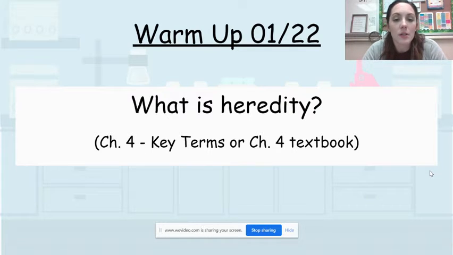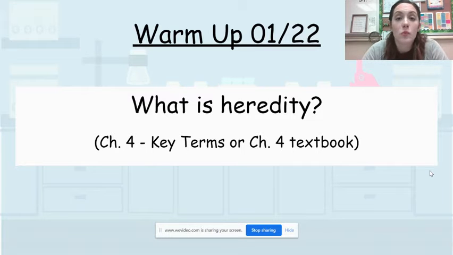So, today's question is, what is heredity? Yesterday we had chapter 4 key terms assigned. If you started that, you can check back on the clues on that sheet, or you can look at the chapter 4 textbook. You can use the glossary. You can also look up what heredity is, and I'm looking for the definition or an explanation. What does heredity mean? Like, what is it the study of? Things like that.